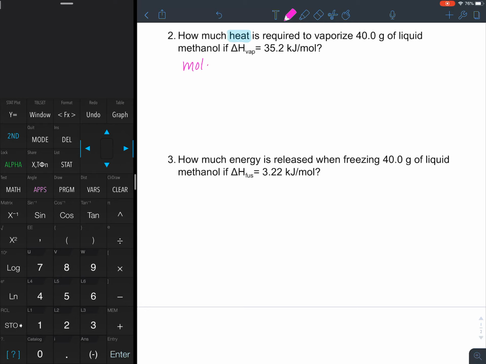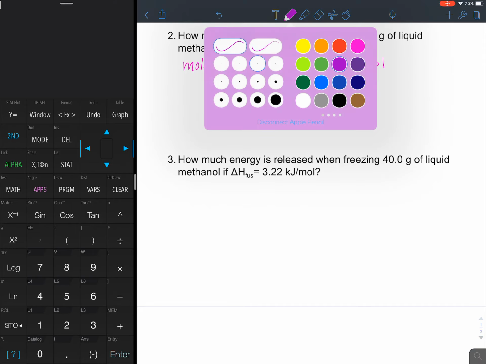So the molar mass of methanol, which I didn't actually give you the formula for, is CH4O. I'll try to fix that in the master copy. I've gone ahead and done that, and it's 32 grams per mole. So now we're going to go ahead and do the conversion.